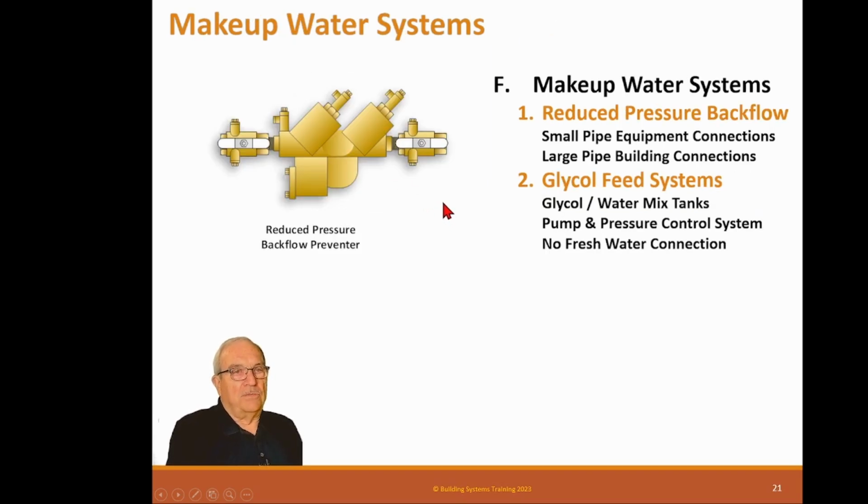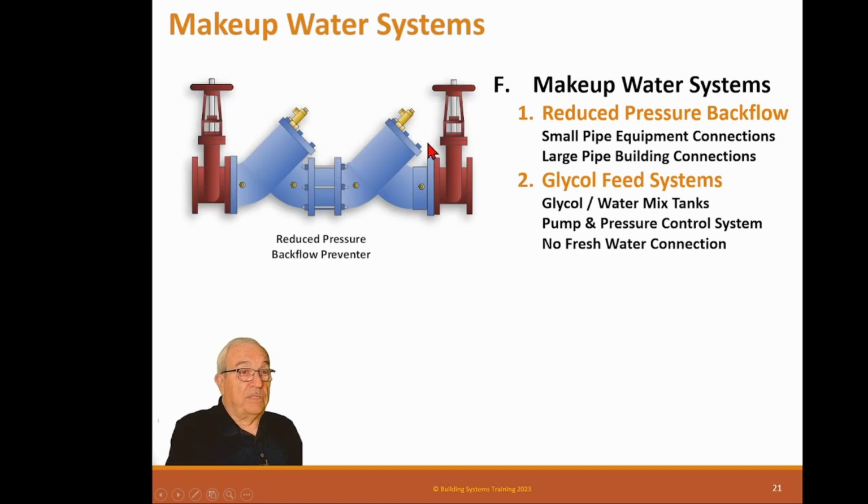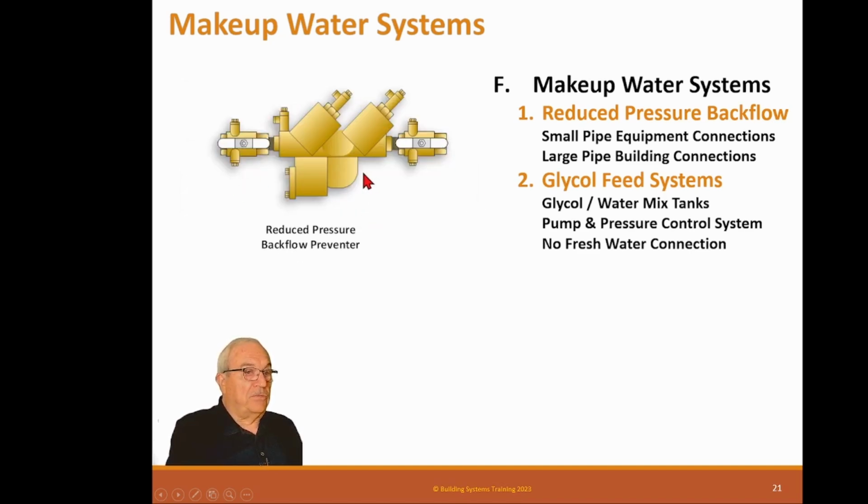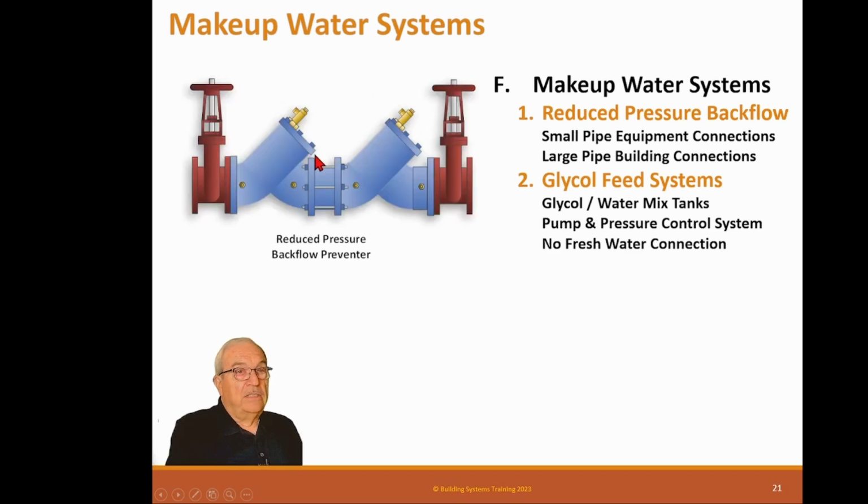Makeup water systems. We have reduced pressure backflow preventers, which for small pipe equipment connections, large pipe connections, do either one. So this basically has what we call a reduced pressure fitting. As water comes in, we have a pressure reducing valve, and then we have a zero pressure here and another pressure reducing valve. If the pressure is over pressure, it'll run out this system right here. So those are the large, and then there's a big system like this. So this could be on the inner of a building. This may be the entrance to a water feeding a cooling tower. So it can be different ones.